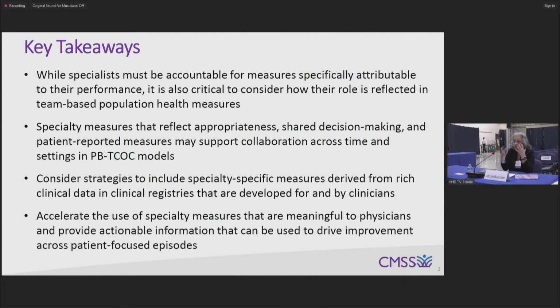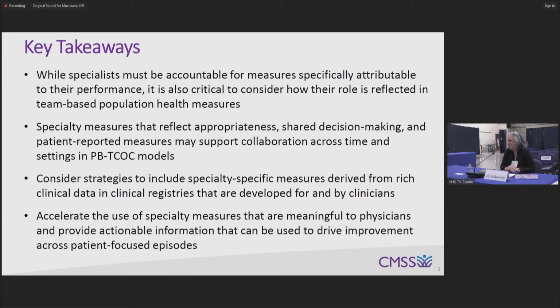And so I think hopefully there are opportunities for us to think about how to take, for example, many of the clinical guidelines and appropriateness criteria that are already embedded in the work of our specialty societies and think about how they actually can become part of these models going forward. I think there are some interesting collaborative strategies there. We have to think about the strategies to include specialty-specific measures that derive from rich clinical data, particularly in clinical registries, as well as digital quality measures, but really, really importantly, developed for and by clinicians.